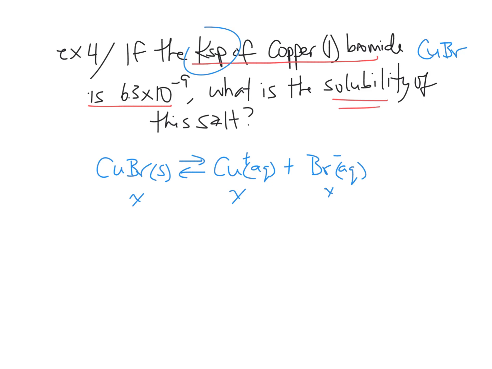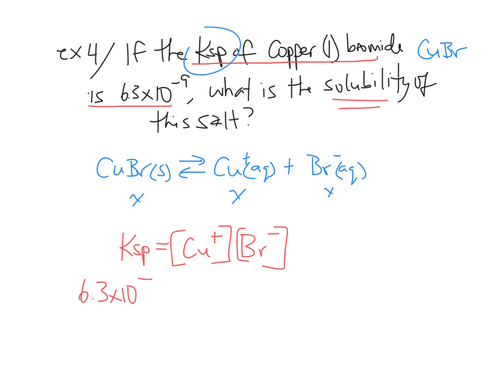As well, then, we can go ahead and put the Ksp expression down there. We know that Ksp for this will be the concentration of copper 1, copper 2+ the first time by mistake, copper 1 times the bromide, okay? So we're going to be like that. We also know then that since Ksp is 6.3 times 10 to the -9, we can sub that in and solve for X.